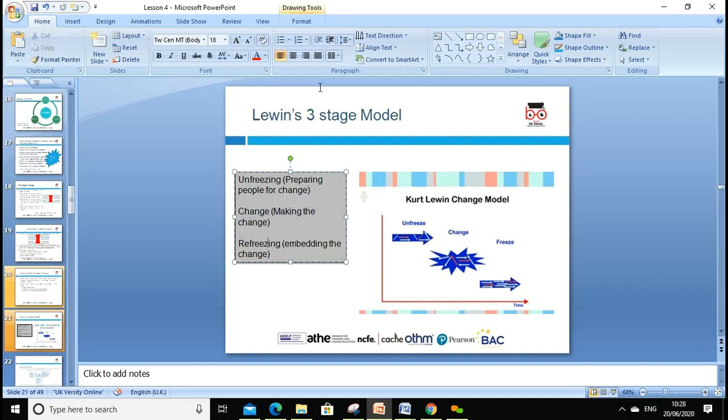So changing, making the change, and then refreezing, embedding the change. We need to embed the change. So this is the model. We can start with unfreeze, change, and freeze. So we can move in this direction with time.